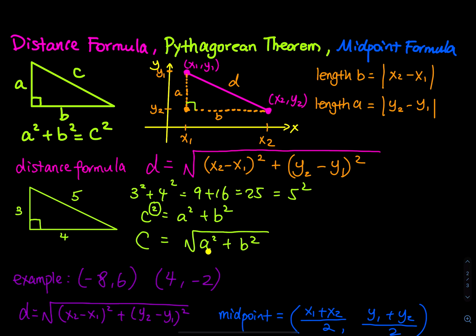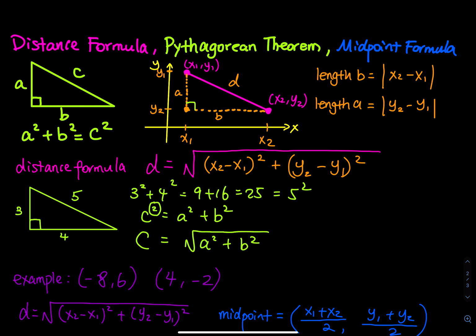Now, we have c equals the square root of a squared plus b squared. And what is the length of a squared? A squared is just y2 minus y1, and then b squared is x2 minus x1. Now, does the order matter? Can I swap x2 minus x1 and y2 minus y1? Absolutely yes, because you are adding two values.